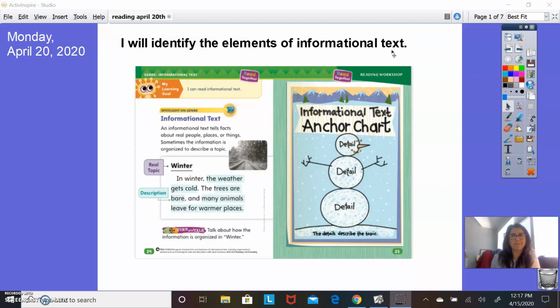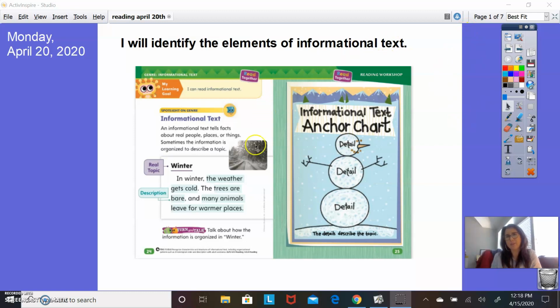Informational. Well, if we read here, it tells us that informational text tells facts about real people, places, or things. Sometimes the information is organized to describe a topic. So the key information here is that informational text talks about real things, real people, real places, real things that could really happen. And it's also organized to describe a topic.